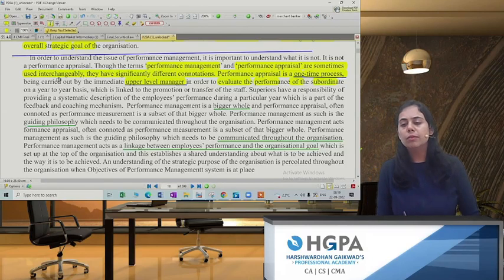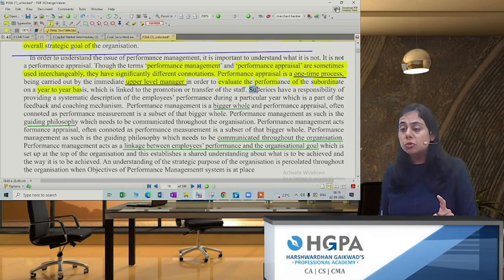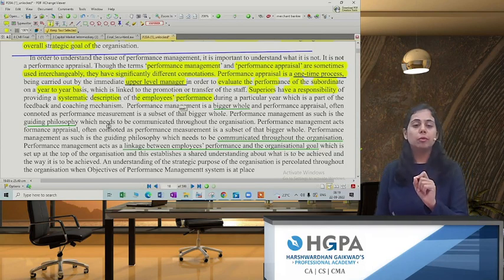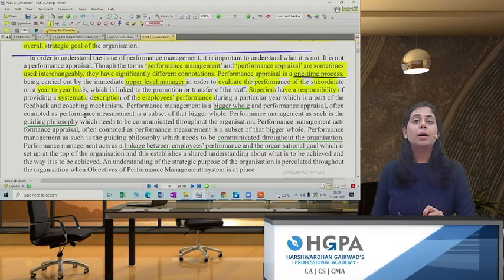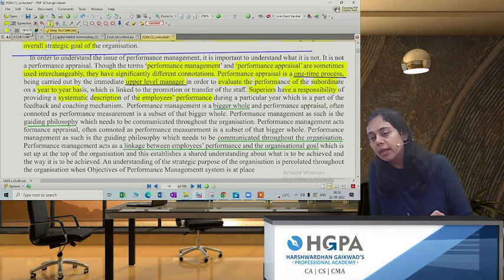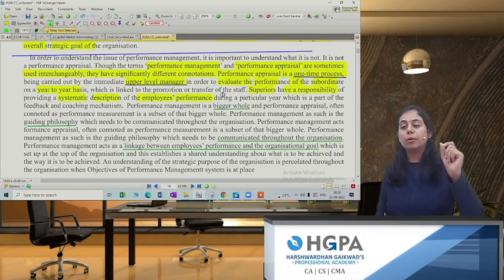Here an example is given on a year-to-year basis. Why? Because here only the superiors have the responsibility of providing a systematic description of the employee's performance. यहाँ पे ये लोग क्या बोल रहे हैं कि सिर्फ और सिर्फ सुपीरियर के पास ही पावर है कि वो जज करता है कि परफॉर्मेंस अप्रोप्रिएटली चल रहा है कि नहीं चल रहा है. लेकिन what do you mean by performance management?